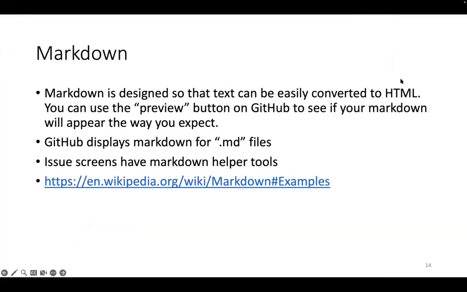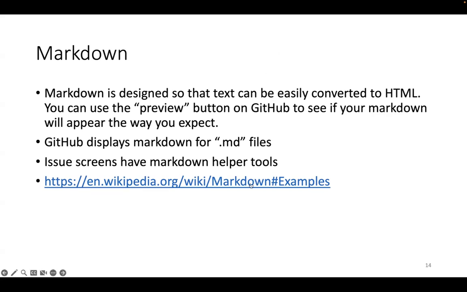All right, Markdown. You'll sometimes see that files in GitHub have these .mds at the end. So not like a .doc for a document or .text for a text file or .xls for a Microsoft Excel spreadsheet. .md means it's in Markdown. And that means that text can be easily websiteified. It can be converted to HTML. And you can use the preview button in GitHub to see if your Markdown displays the way you expect.